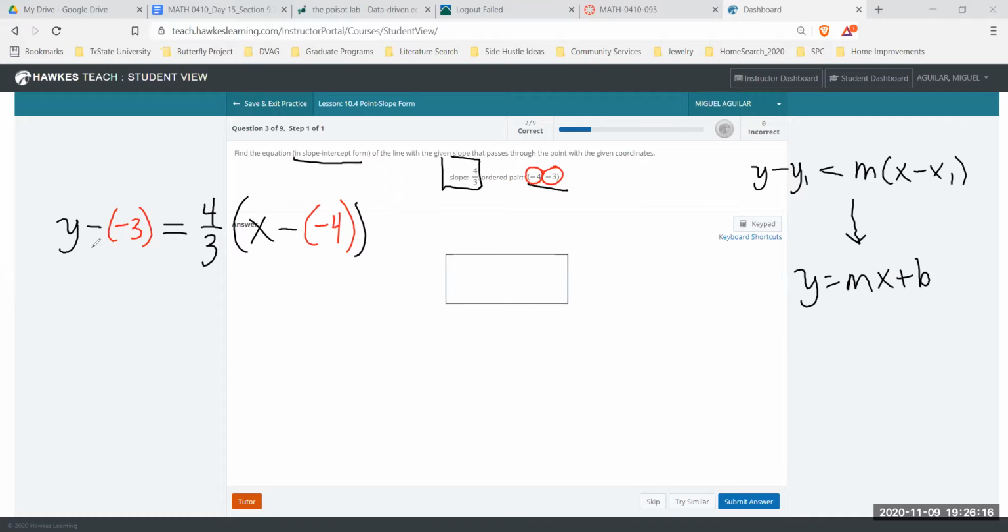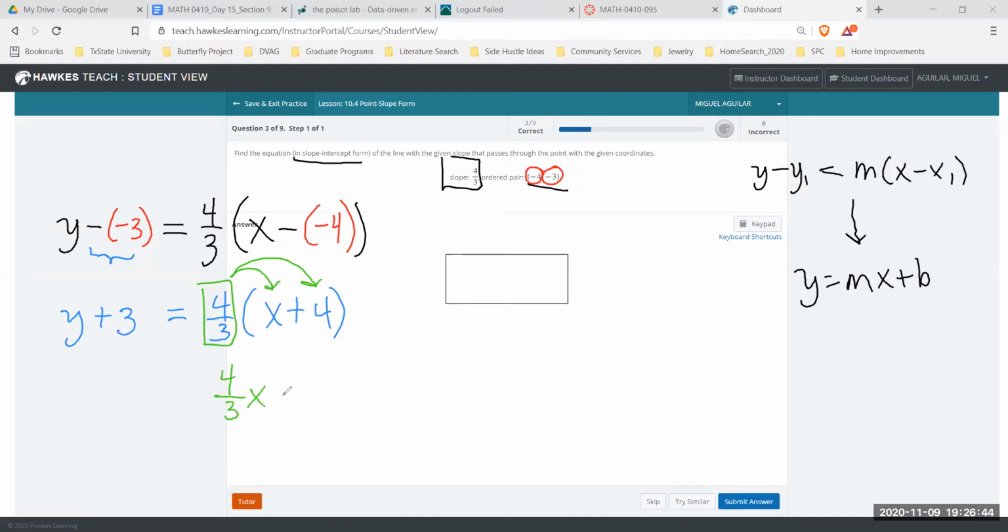Then we just need to simplify this a little bit. Y plus 3 is equal to 4/3 times x plus 4. And again, that would be perfect in point slope form, but they want slope intercept form. So we're going to have to do the extra work of distributing this number. We'll have 4 over 3 x plus 16 over 3 is equal to y plus 3.